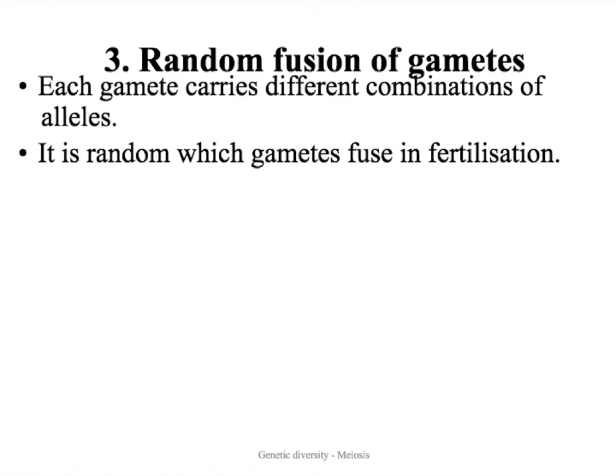This isn't a process of meiosis that introduces variation, but it is another source of genetic variation. Yes, you produce your gametes, they're all genetically different, but it's completely random, for example, which sperm fertilises the egg.